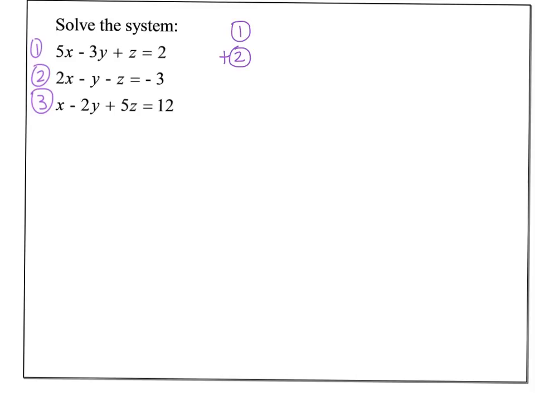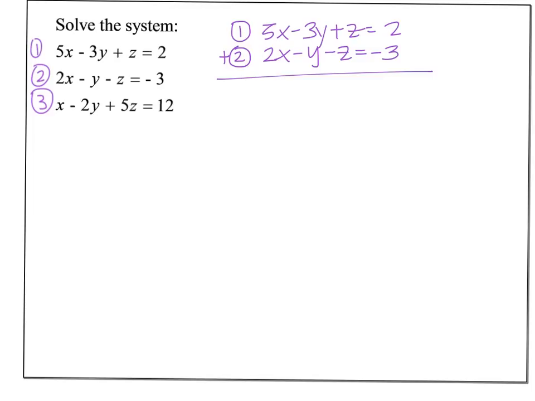So let's go ahead and write that out next to it. So 5x minus 3y plus z equals 2, and 2x minus y minus z equals negative 3. So now all I'm going to do is just add straight down, and that's going to allow us to see that the z's are canceling, and what we're left with is 7x minus 4y, and that equals negative 1. That's awesome. That means that we already have one of our equations.